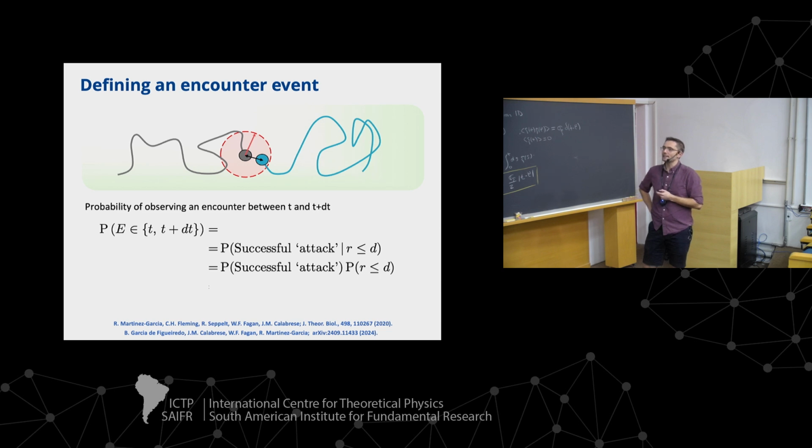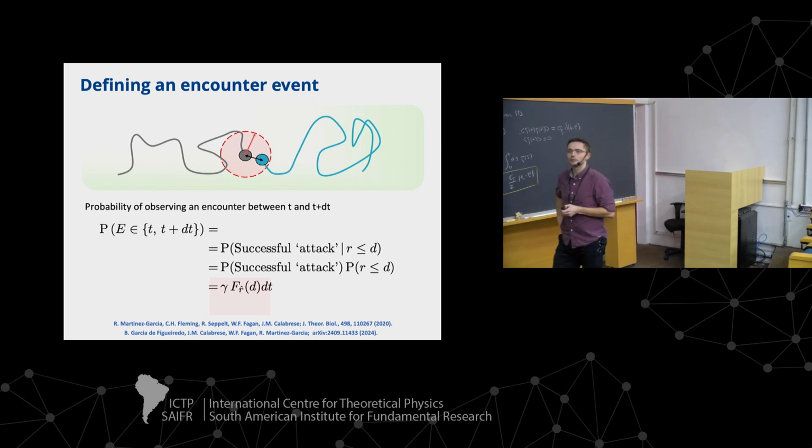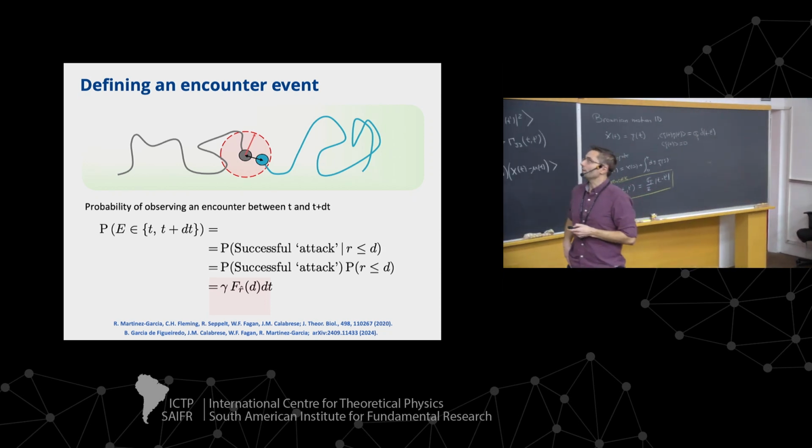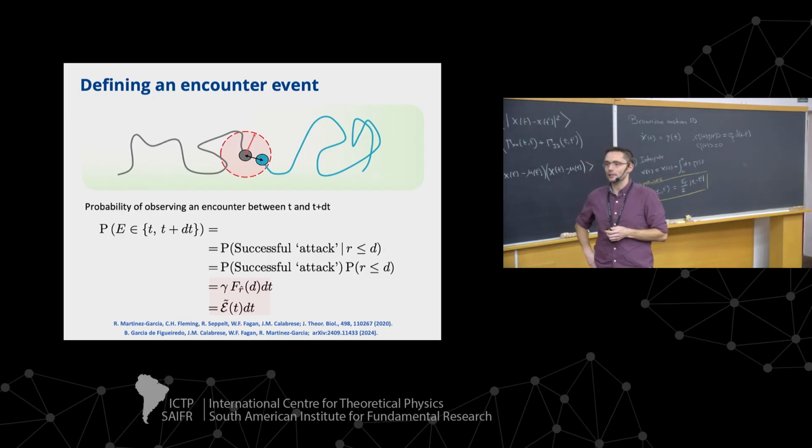And now the probability that this distance is smaller than d, I can write it like this. So I can define the probability of having a successful attack as a constant, gamma. Let's say the lion is just, it's easy, a constant. I am not accounting for any small details. Gamma dt would be the probability of having a successful attack, and the probability that my distance is below the threshold, I'm writing it as the cumulative distribution function of the pairwise distance. And then this is what I'm going to call the encounter rate.